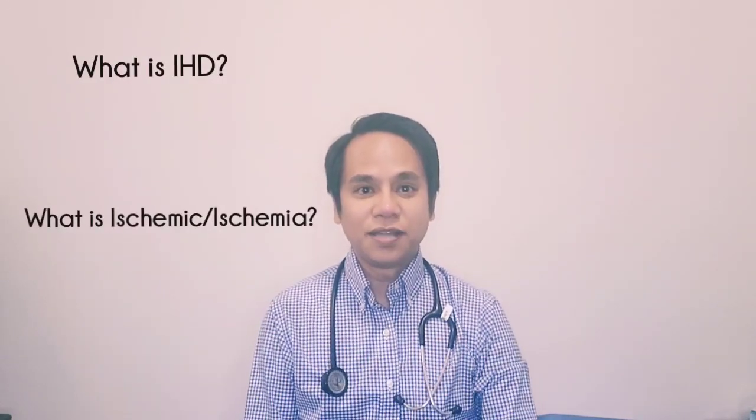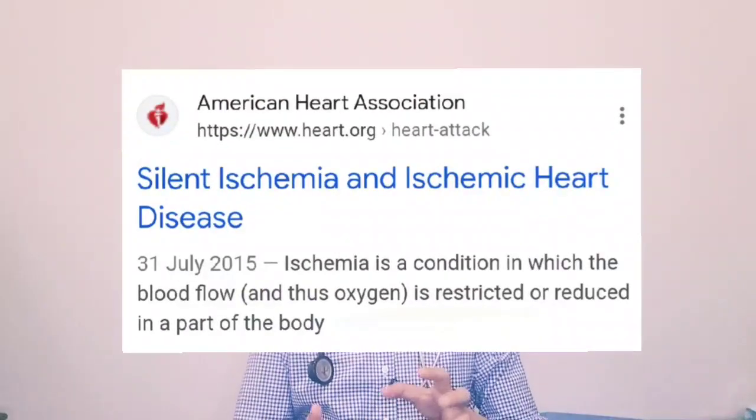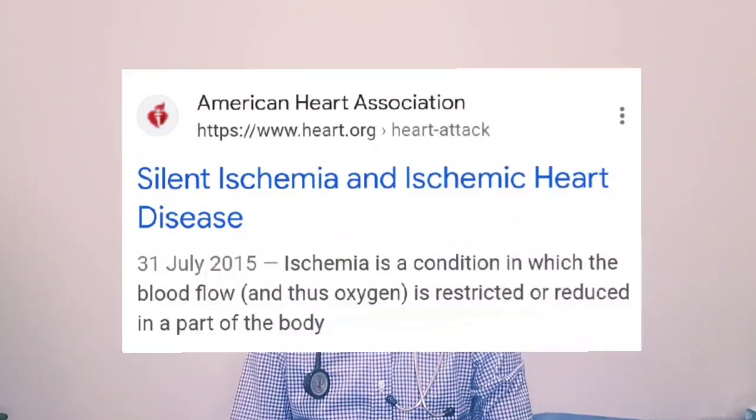First, we will define what is ischemic or ischemia. Ischemia means holding back of blood. That means there's not enough blood flow to the heart.